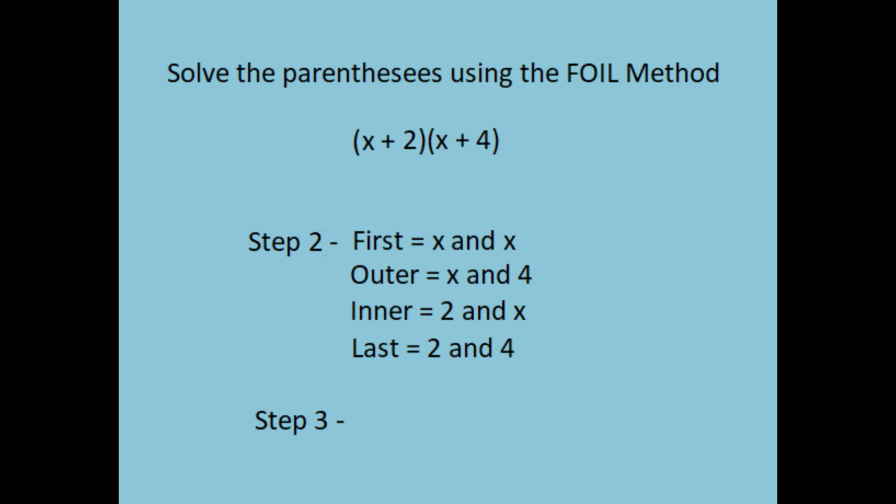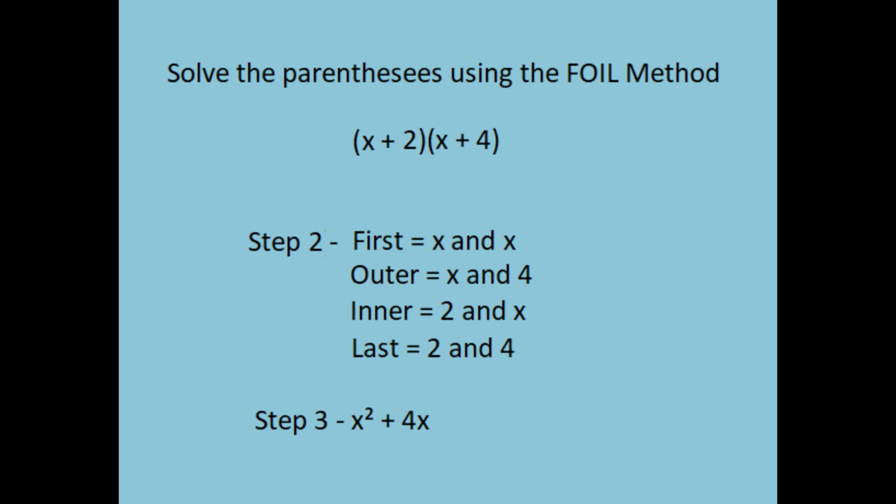Step 3. I start with the identified first terms, which are x and x, and then multiply x and x using FOIL, which gives me x to the second power. Then I multiply the outer terms, which are x and 4, and get 4x, and add it to x squared, which gives me x squared plus 4x.